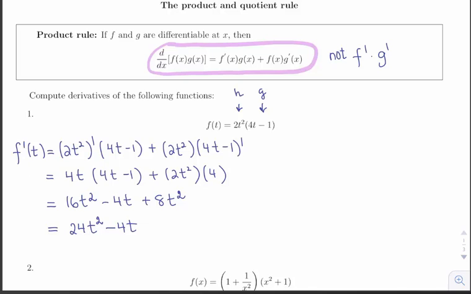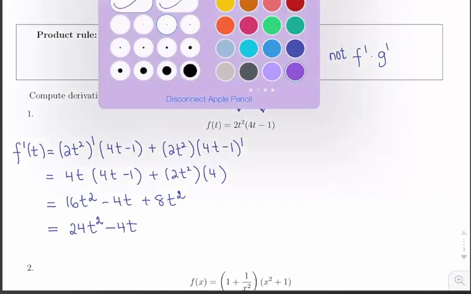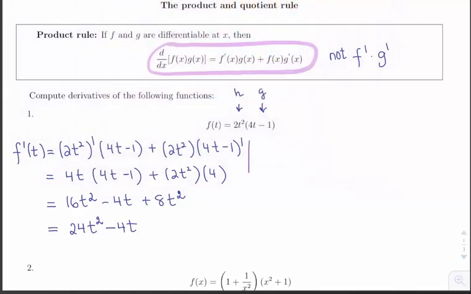Let's go ahead and compute it a slightly different way. What if I were to distribute the function first? So let's go ahead and distribute first. So this would be f of t is equal to 2 times 4, that's 8t cubed minus 2t squared.